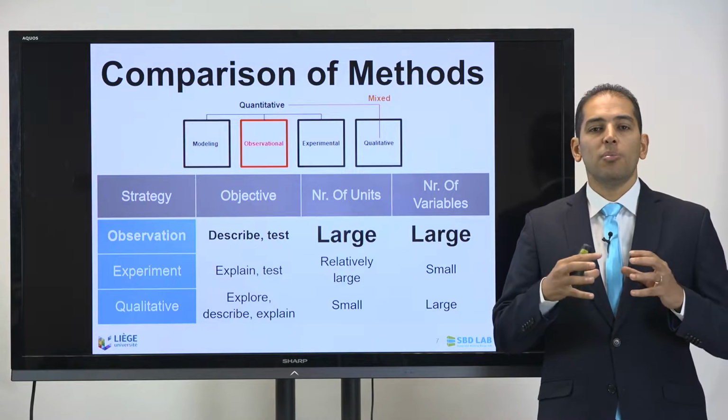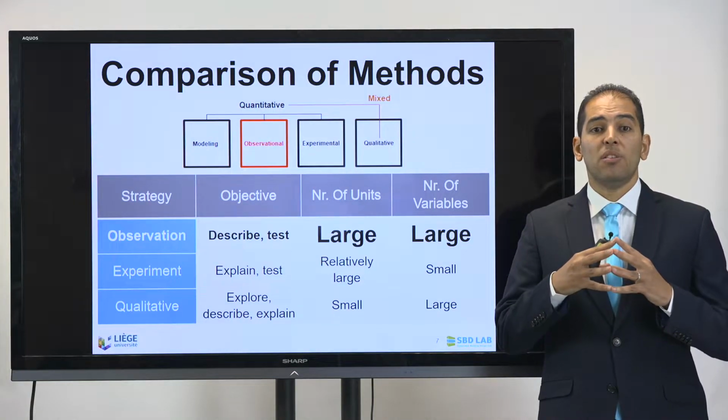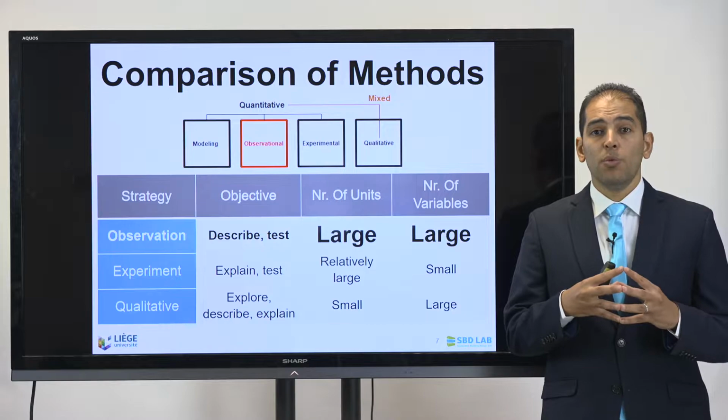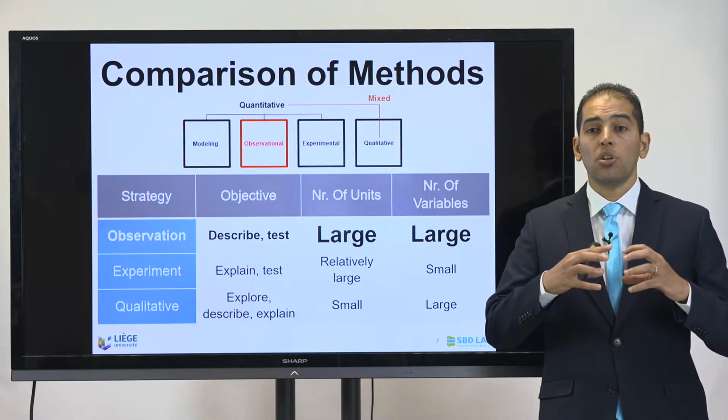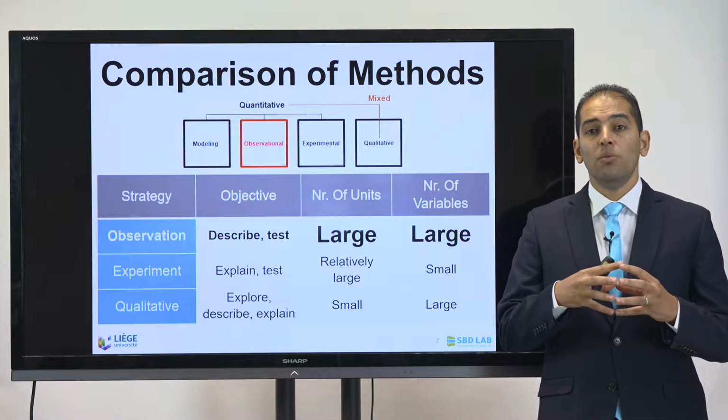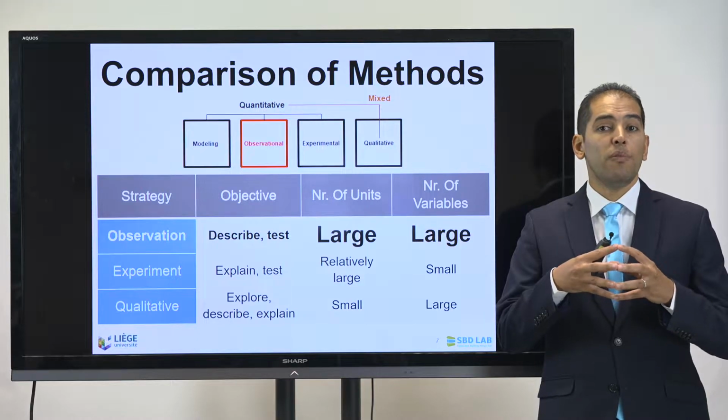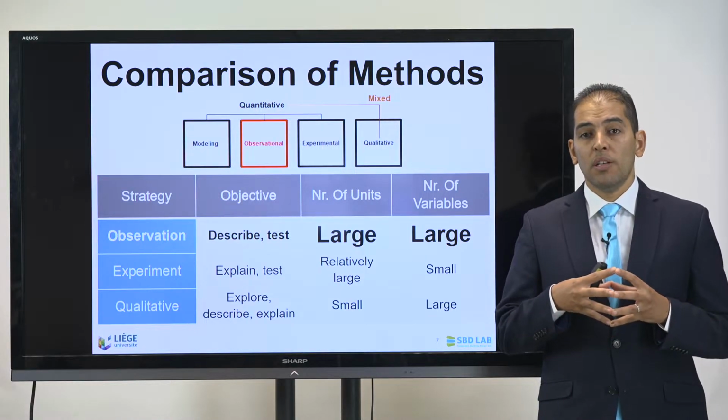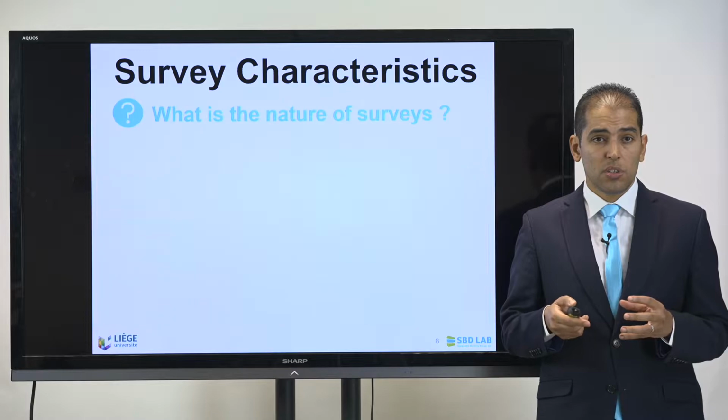As we know, observational research is looking at describing and testing, and therefore we use a large number of units or a large number of subjects, and we also need to use a large number of variables that we are observing in order to conduct our observational research.